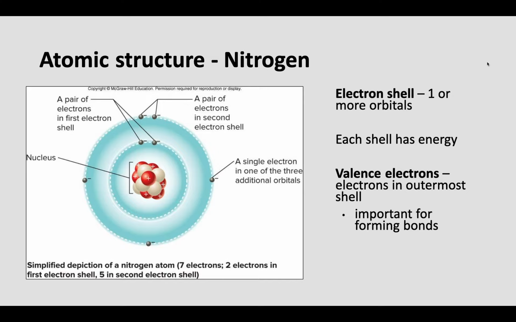All right, so here's a nitrogen atom. We went over the nucleus. We have the protons and the neutrons here. The electrons are on the outside here. Now the electrons, they're going to be grouped in a couple of different ways. One of them is orbitals.